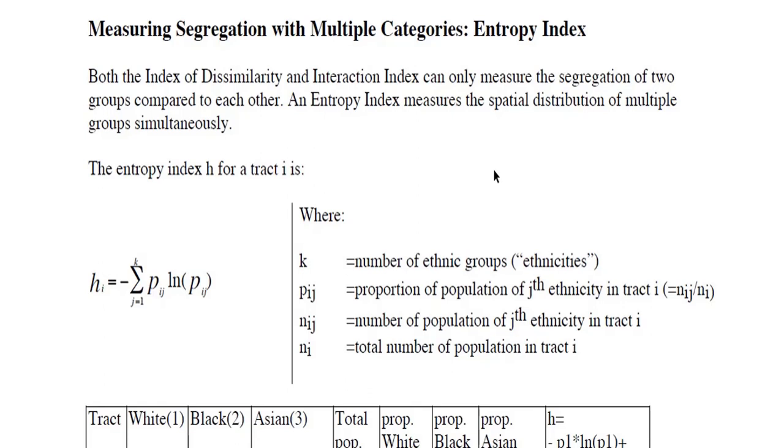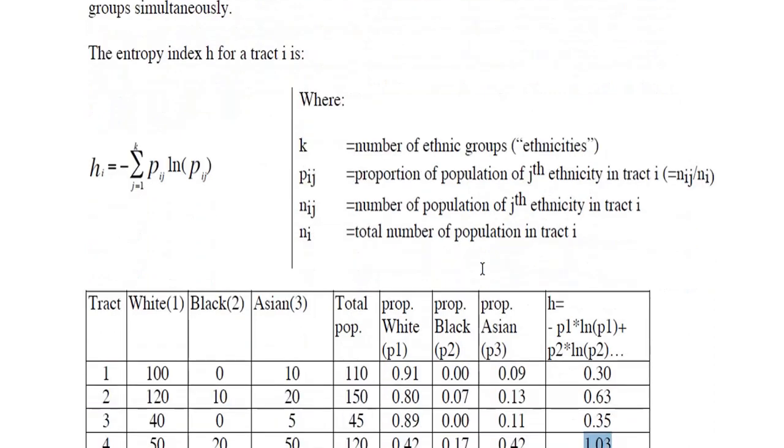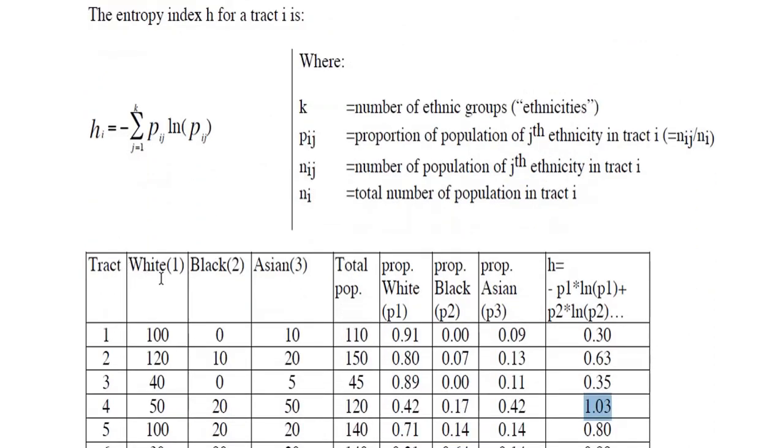So let's look at one of the important measures, the entropy index, which is used for segregation in a city. The formula of the entropy index, denoted by small h for a tract i, is h_i equal to minus the sum of p_ij times natural log of p_ij. Here k is the number of ethnic groups. If we look at the groups here, white, black and Asian, this is three ethnicities.